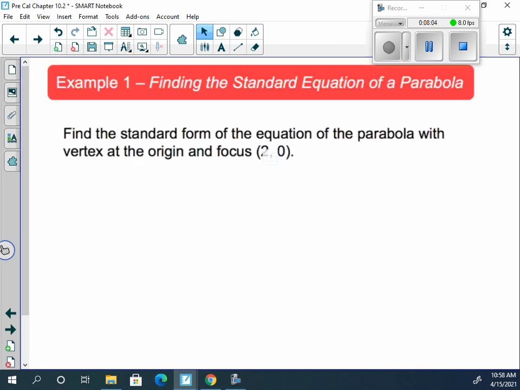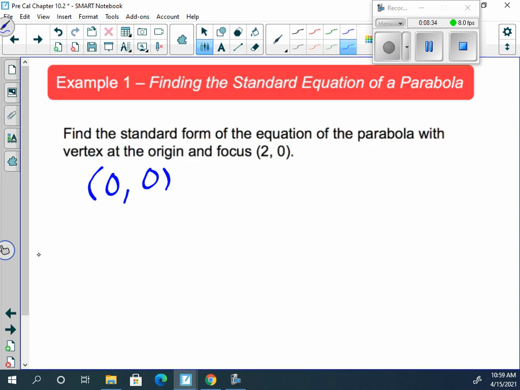So we have these main equations. The first thing we're going to do is find the standard form of the equation of the parabola with the vertex at the origin and a focus at 2, 0. So if the vertex is at the origin, its point is 0, 0. So our focus is 2, 0. A parabola with the vertex there and a focus at 2, 0.